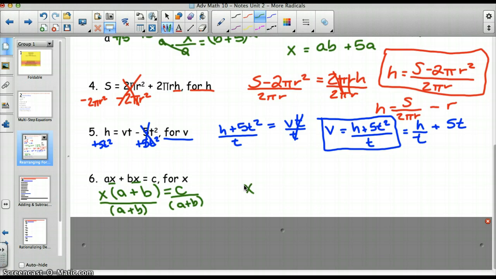So my final answer, x equals c over, and we don't need the parentheses, so I'm just going to put a plus b on the bottom. So that's a little trick when you have two variables that you're going to need to factor them out. Make sure that you only have the terms with those variables in it before you factor it out, and that's how you will solve a problem like that.